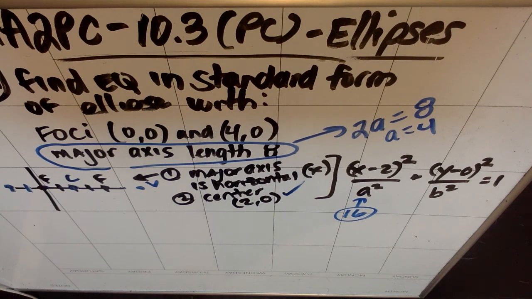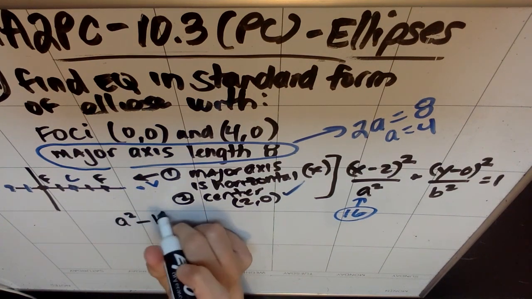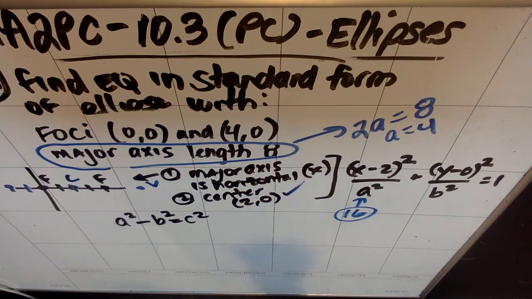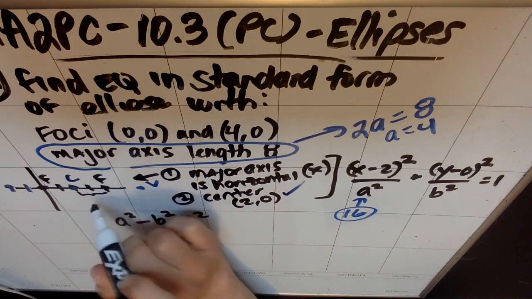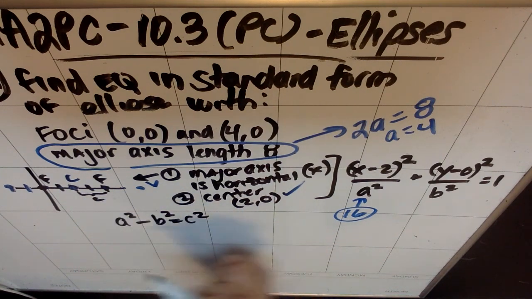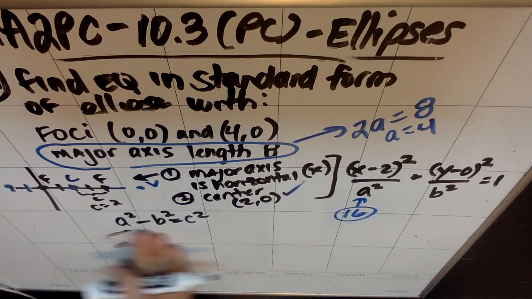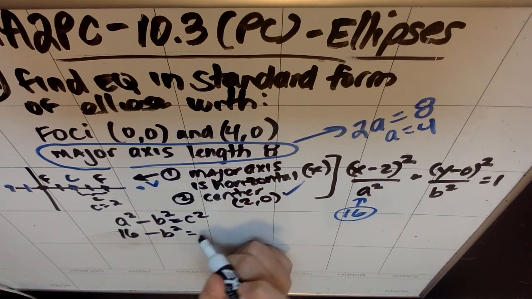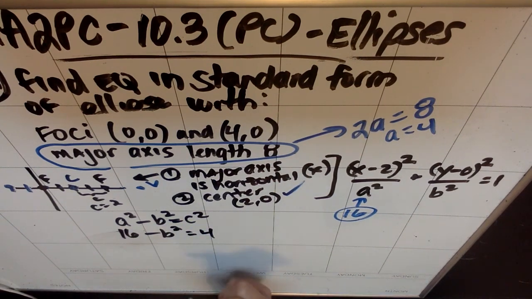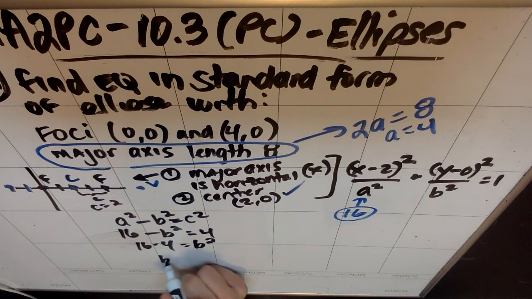Then the last thing I need is to find b. We know that a squared minus b squared gives me c squared, and c is the length from the center to the focus. So it seems to me that c is 2. So 16 minus b squared has to be 2 squared, which is 4. So I'm going to switch the b squared and the 4, so I get 16 minus 4 equals b squared. So b squared is 12.